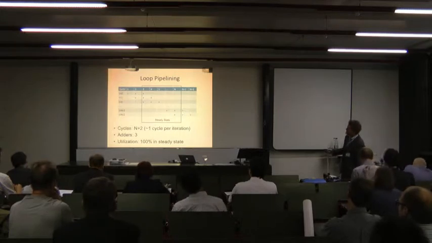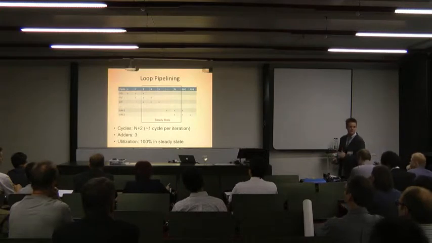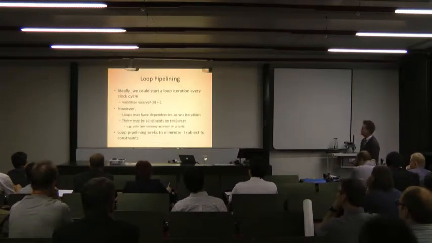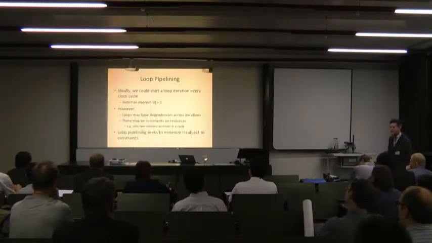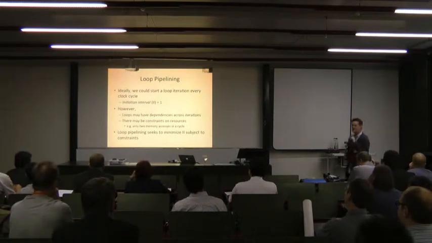Now if you look here, we were able to start a loop iteration on every single cycle. We started a new loop iteration. So we say here that the initiation interval, how often we could start a new loop iteration, is 1. Start a new loop iteration every cycle.